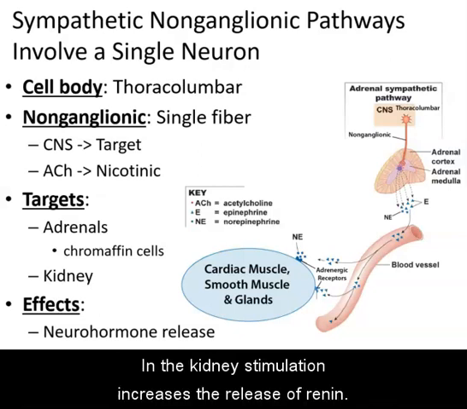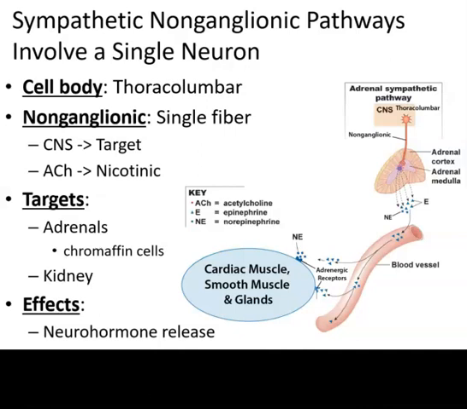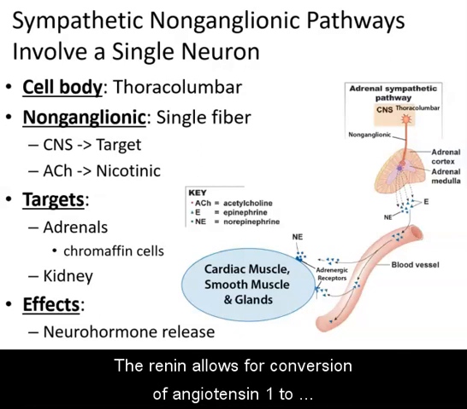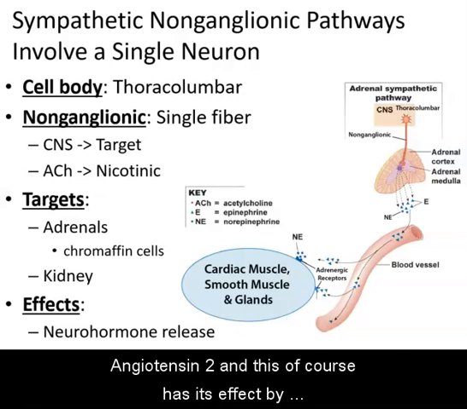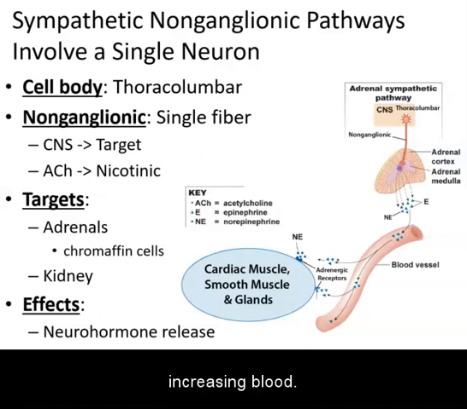In the kidney, stimulation increases the release of renin. So renin allows for conversion of angiotensin 1 to angiotensin 2, and this, of course, has its effects by increasing blood pressure.